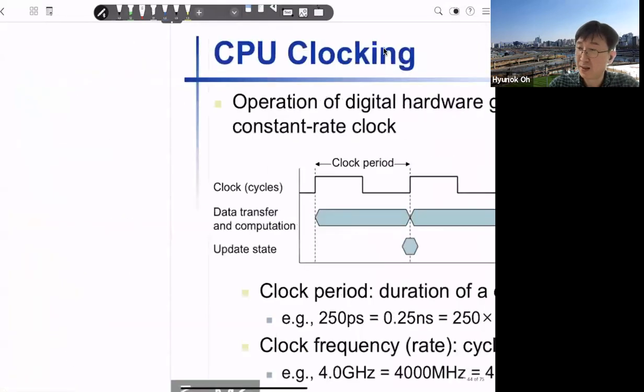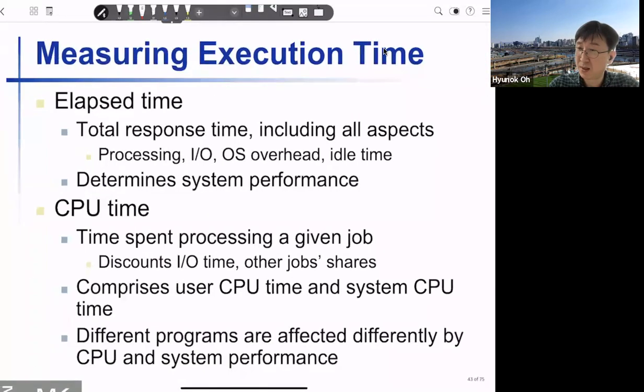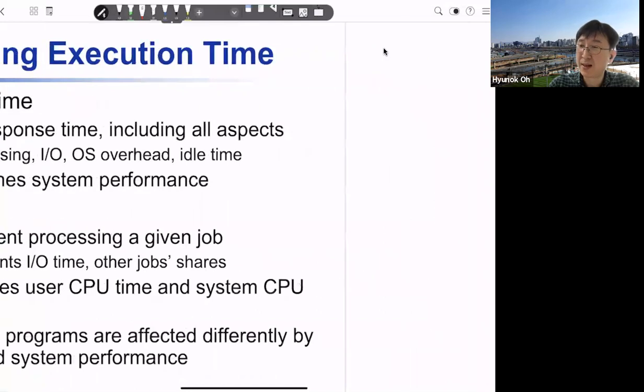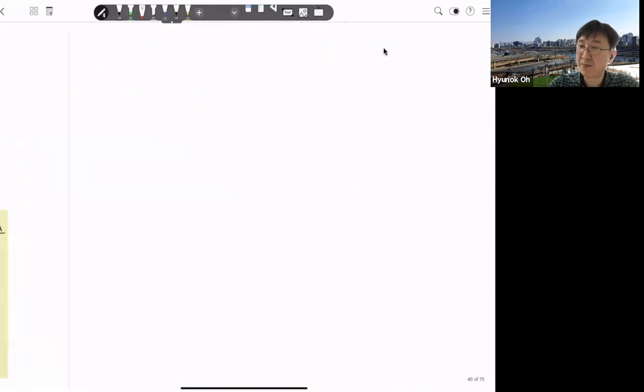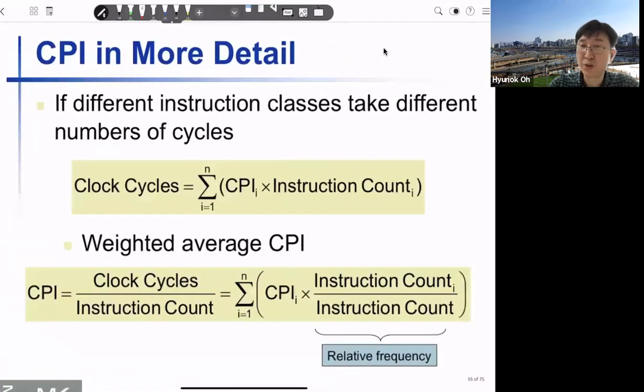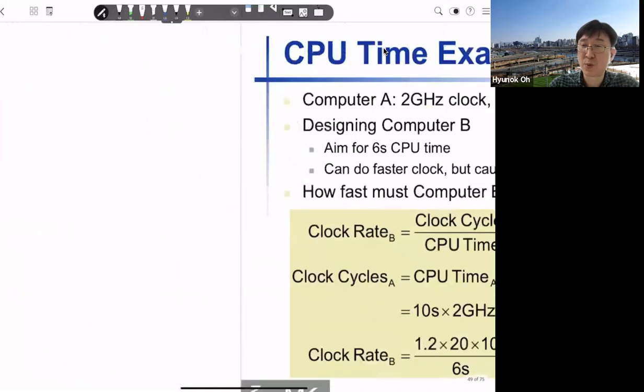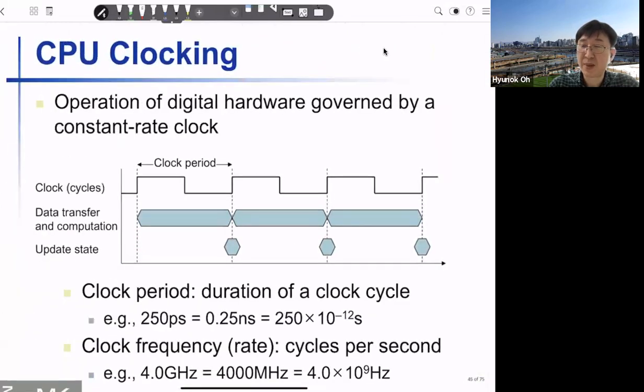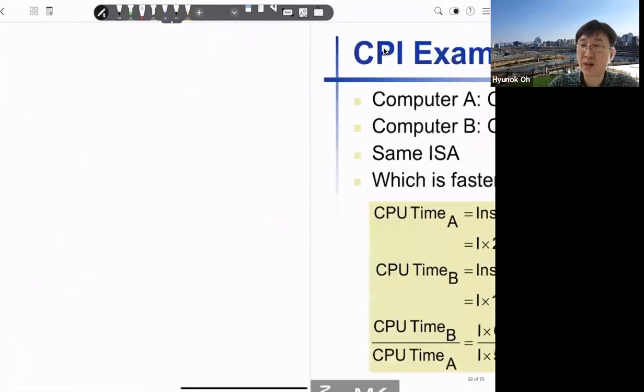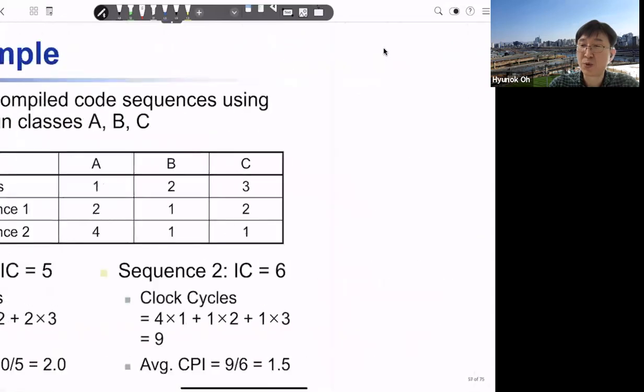Okay, the other part, measuring the execution time and clock time, we will continue on Wednesday. On Wednesday we can finish this measurement part, and then we are going to chapter 2 directly.